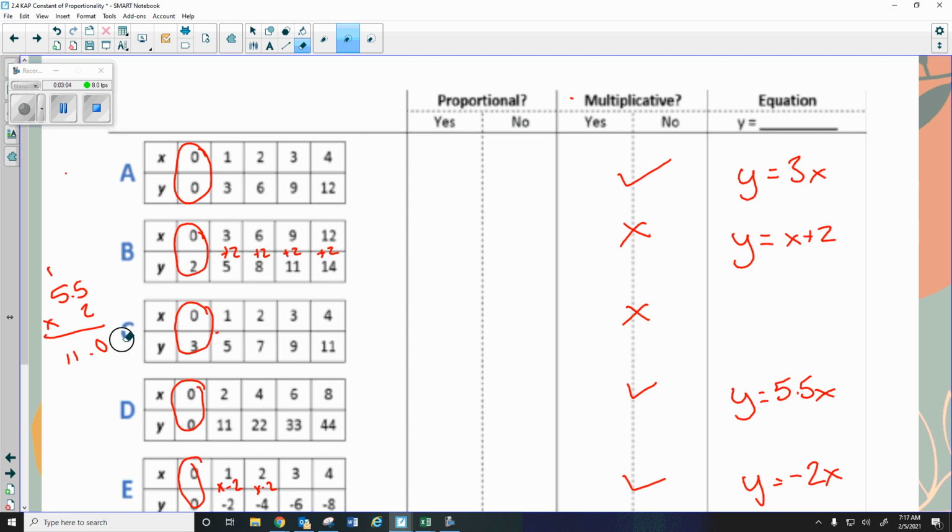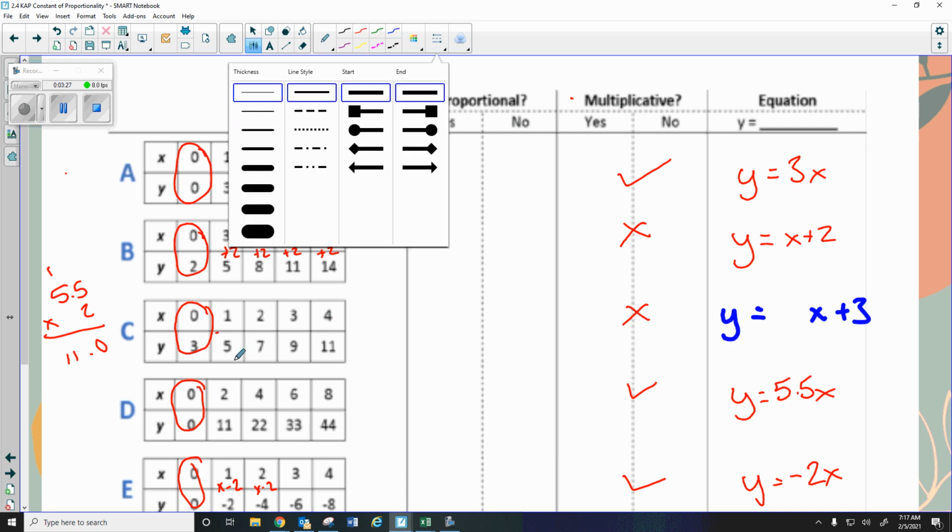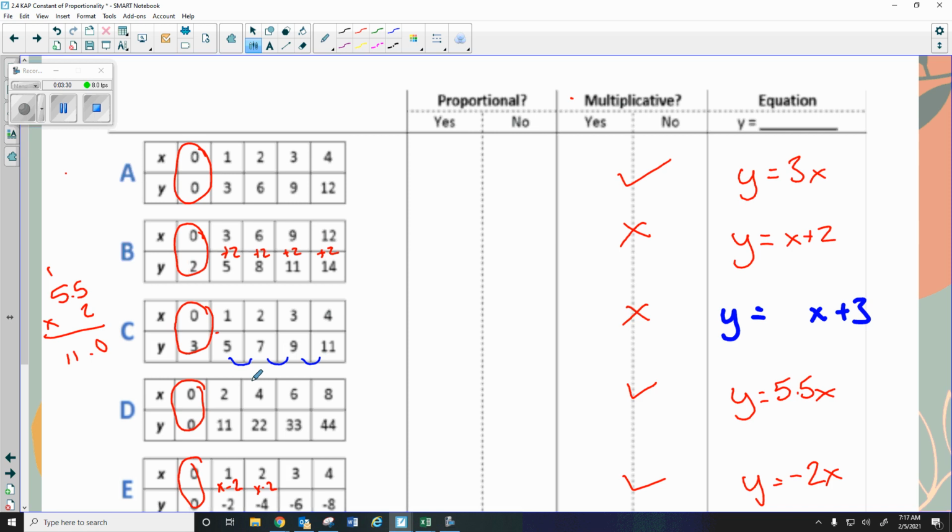We need to find the rate of change and the y-intercept. The cool thing about it is it has the y-intercept. Remember, wherever x is 0, that y value is going to be my y-intercept. So I already know that's going to be y equals something x plus 3. So we just need to find the multiplier, the rate of change. As we've been practicing, we find the change in y. That's plus 2, plus 1. Yeah, plus 1 each time.